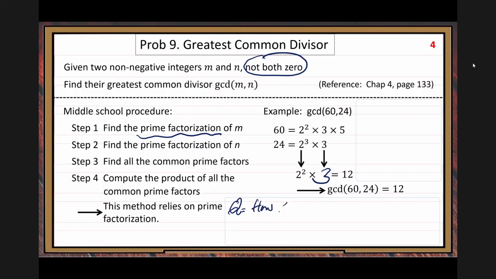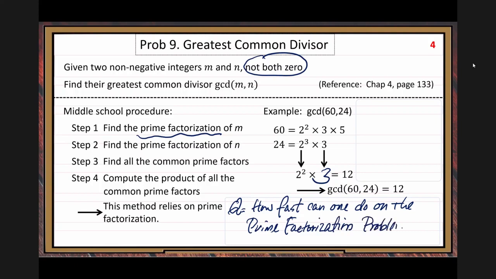how fast can one do on the prime factorization problem? This problem. There is another computing problem. This one relies on that prime factorization problem, and we need to look at it. How fast or how slow? On the other side, how slow is it for large integers, large m and n, to do prime factorization?